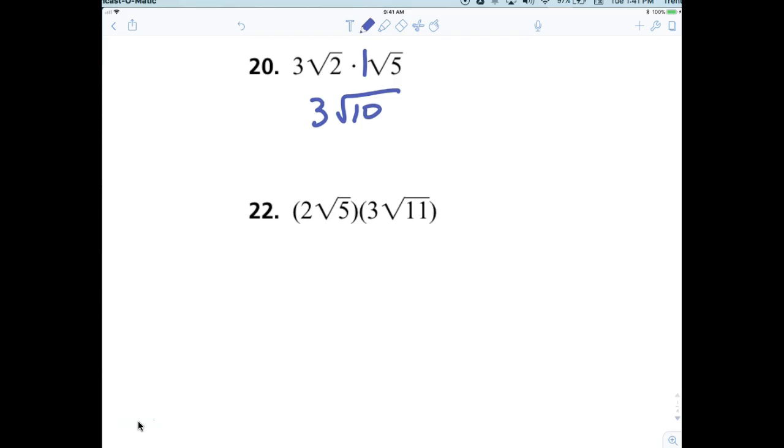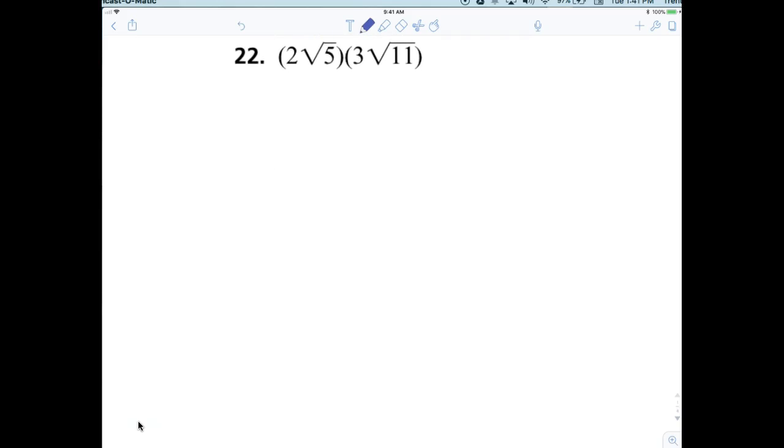Remember, what I always try to tell kids here, too, is if you're not understanding, don't ask a bunch of questions right now. Look at the only way to make 3 and 10. There's only one way. All right, you can figure that out. So now when I ask you about 22, if you understood 20, you now know that 22 would be what? 6 radical 55. Are they good with that? I'm telling you, it's very simple.